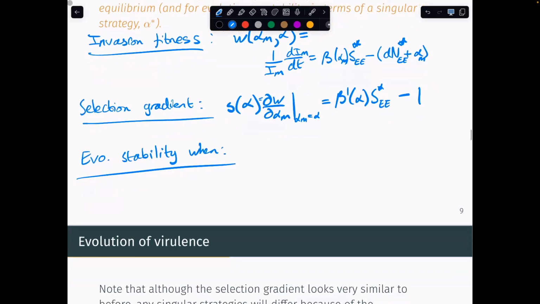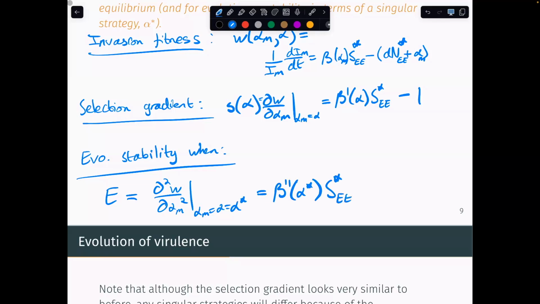And then our evolutionary stability is going to be satisfied when our second order derivative with respect to alpha M, everything evaluated at our singular strategy. Here we just now take our second order derivative of beta, evaluated at alpha star, and then we have S star as well.